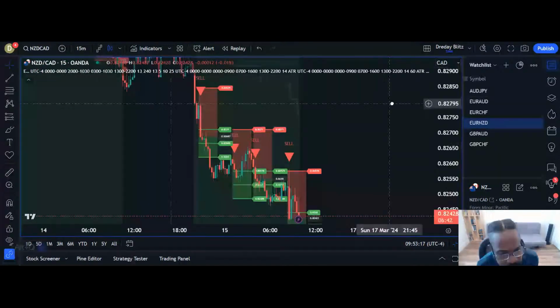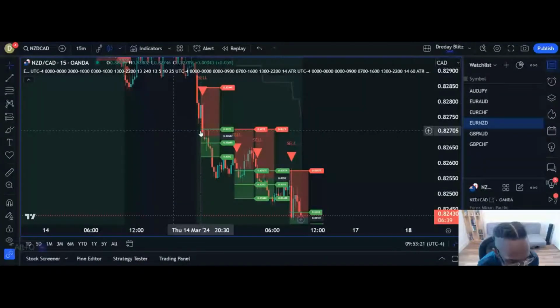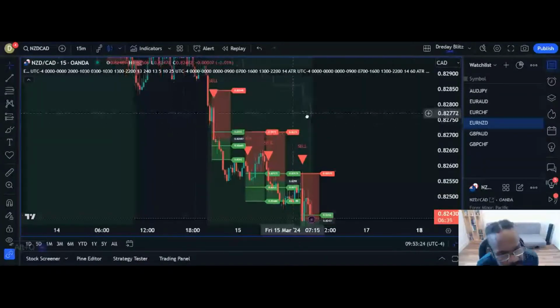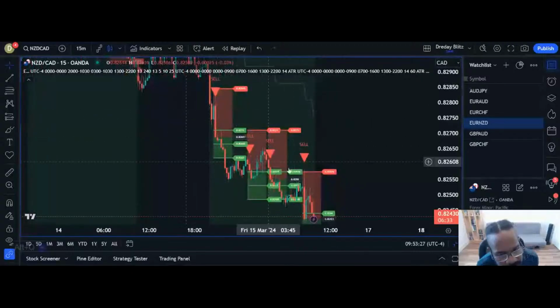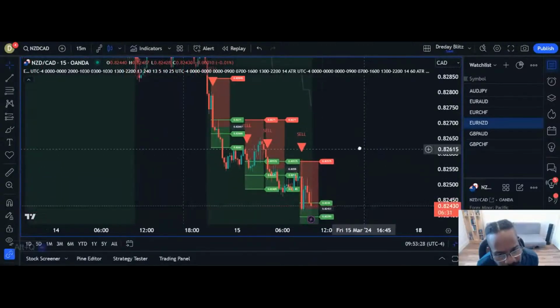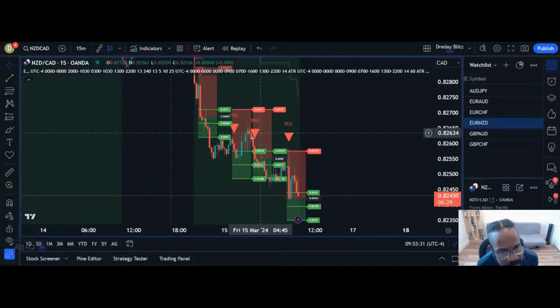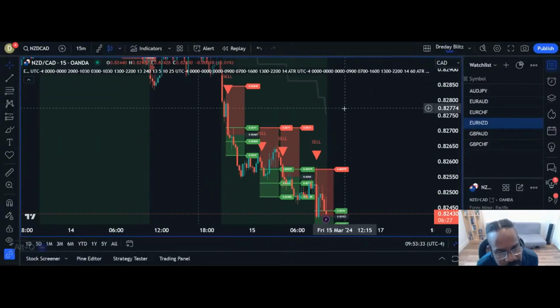Yeah, you basically had two sell setups here, even since Asian. One, two, three. Oh, four. Sorry, yeah, four. That was the wrong one.